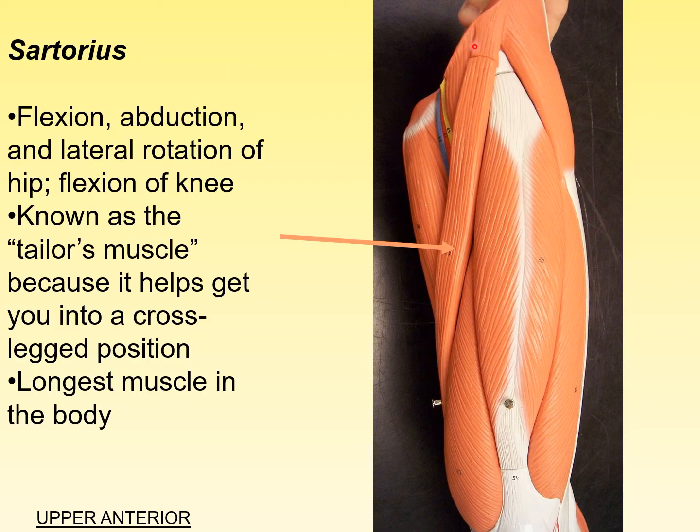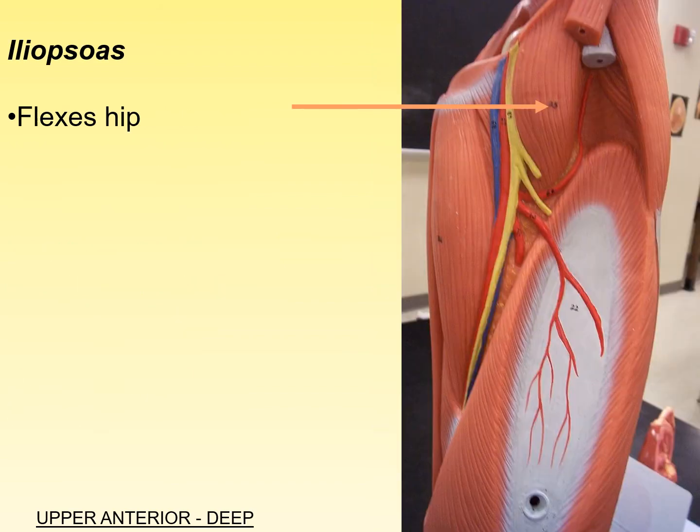The Sartorius muscle is this long thin muscle here, known as the tailor's muscle. It helps you to sit cross-legged. It is the longest muscle in the body. It's involved with flexion, abduction, and lateral rotation of the hip and flexion of the knee. So oftentimes people will use that as a landmark, and then I say orient yourself, everything from that.